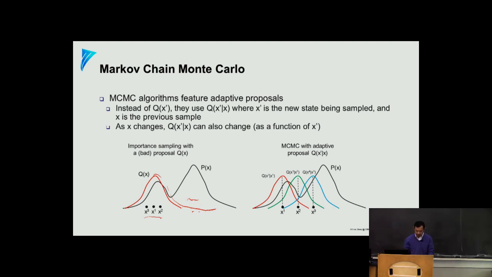So what if I use an adaptive Q, which is, instead of this, I'm going to use the last example I drew to define a conditional proposal for drawing the new sample. Okay, so that's basically the idea behind MCMC. Okay, so pictorially it goes like this, right?